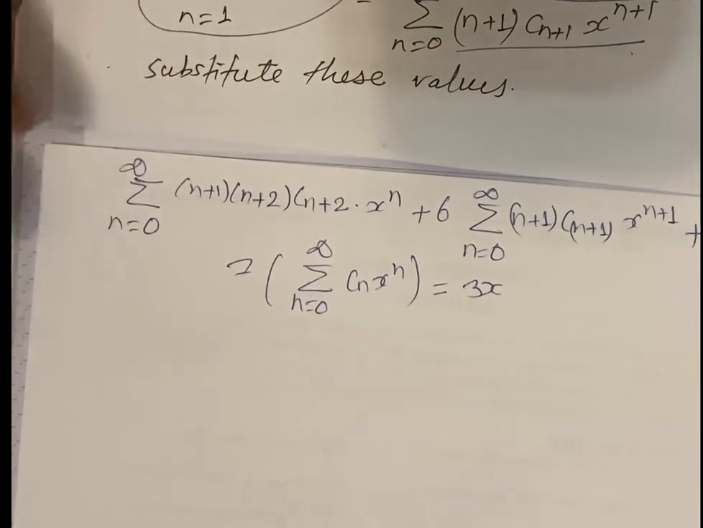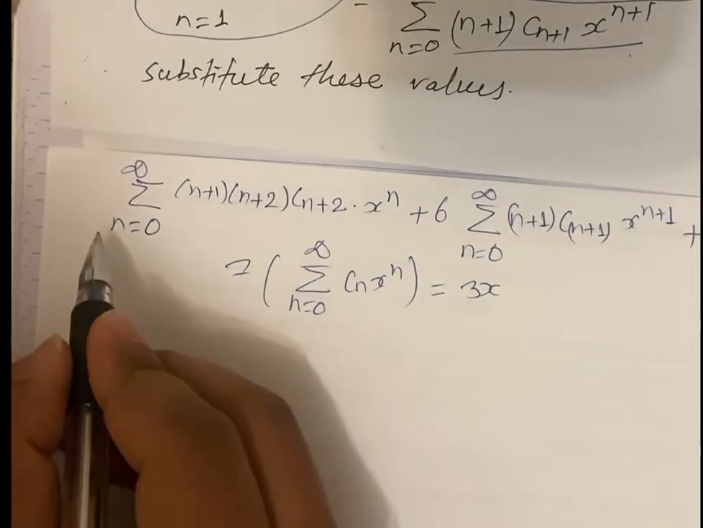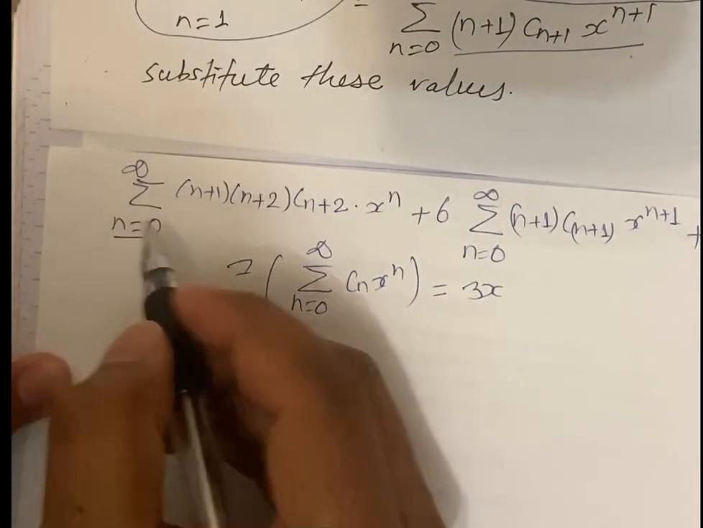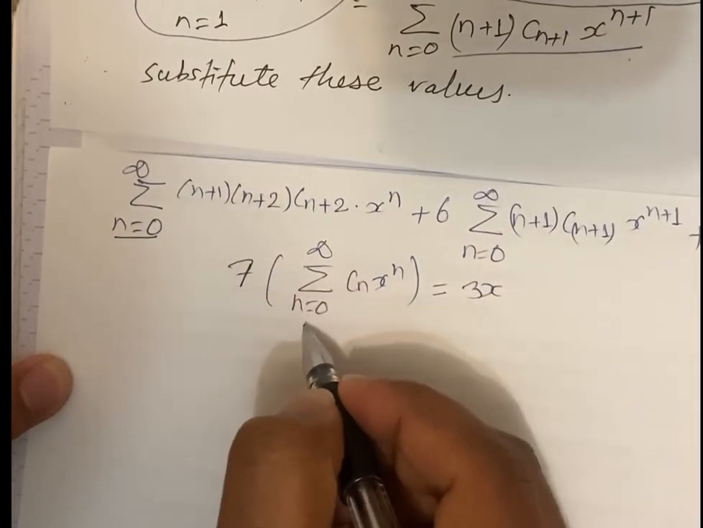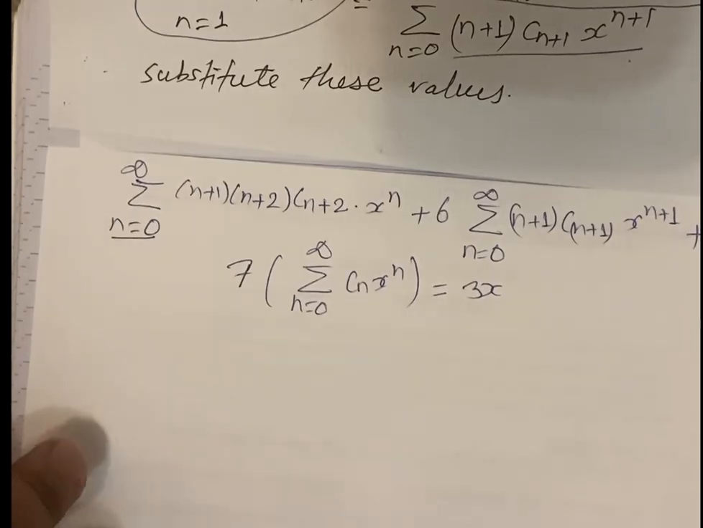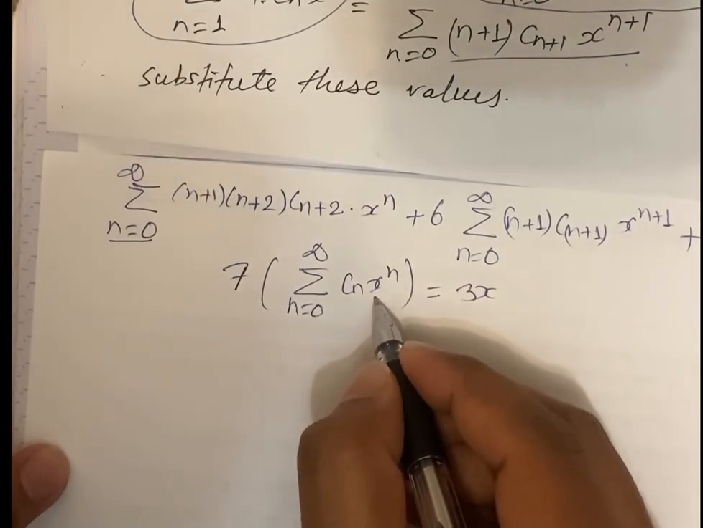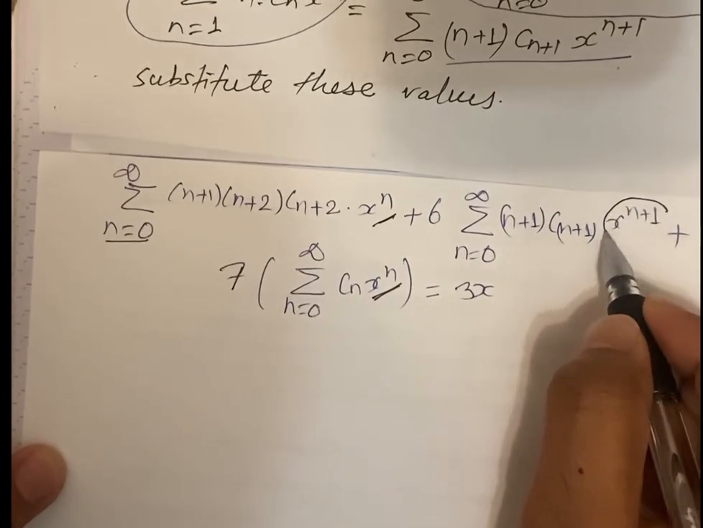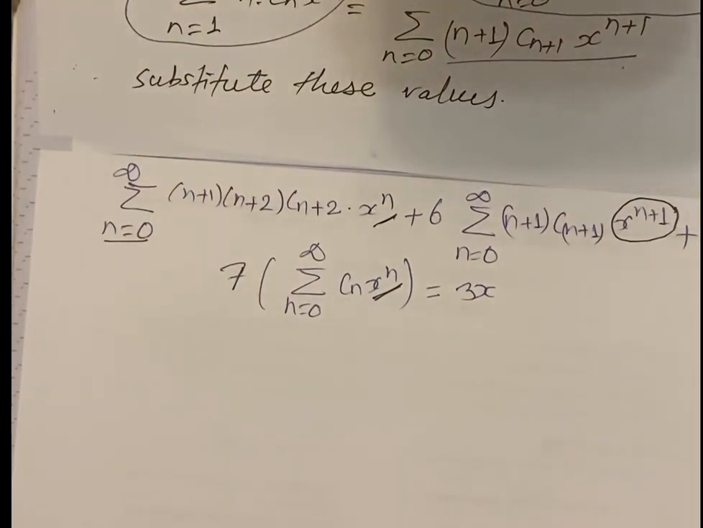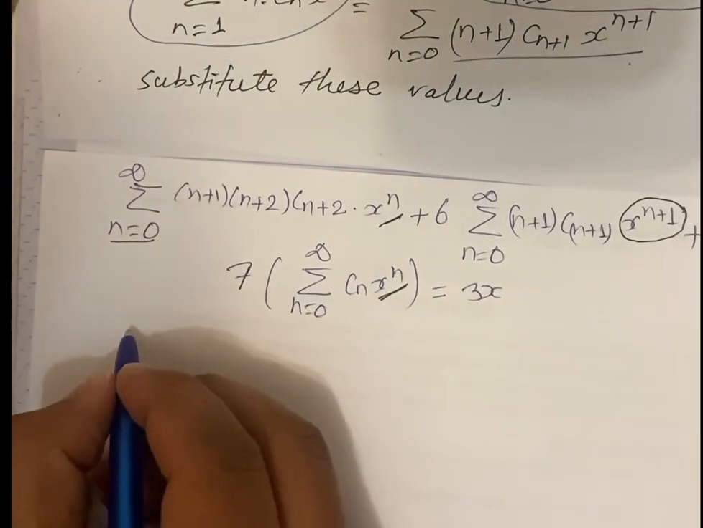Now what we have to see is that this is from 0 to infinity, it's fine. Here it is also 0 to infinity, it's also fine. Here also it is 0 to infinity, this is all fine. And let's see the x power term. Here this is x^n, here is x^n, but here we got x^(n plus 1). So let's shift down this one.